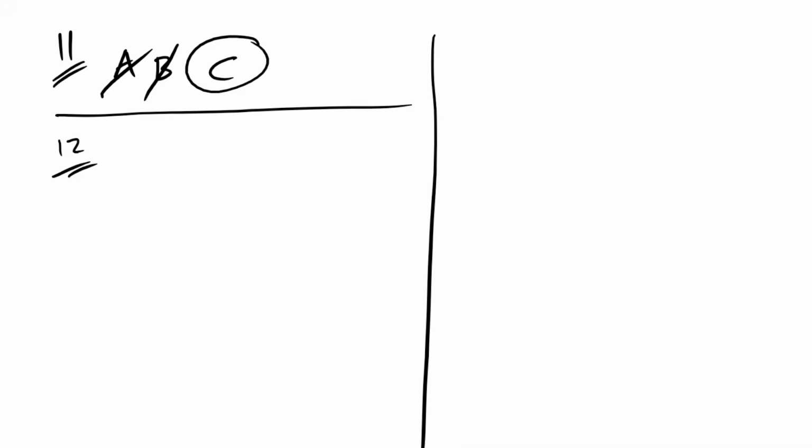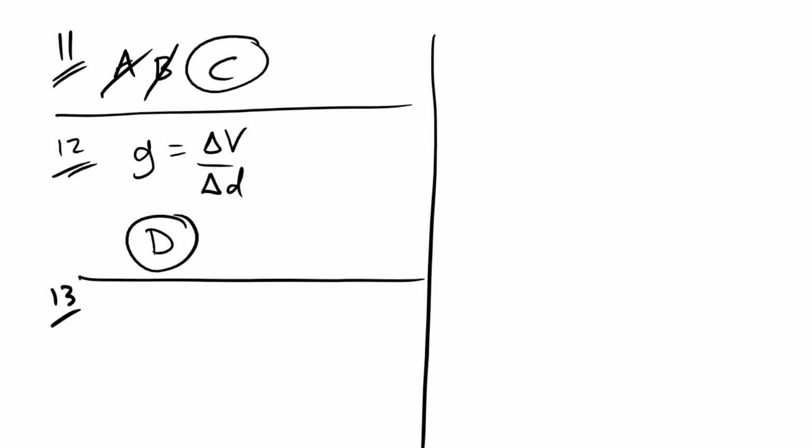12, we have a potential against distance graph. What does the gradient represent? Of course, we know that potential gradient is the alternative name for gravitational field strength. So therefore, that's our answer. Which one is that going to be? Potential energy? No. Mass of the Earth? No. Magnitude of the gravitational constant? No. D, magnitude of the gravitational field strength? Yes, it's D.